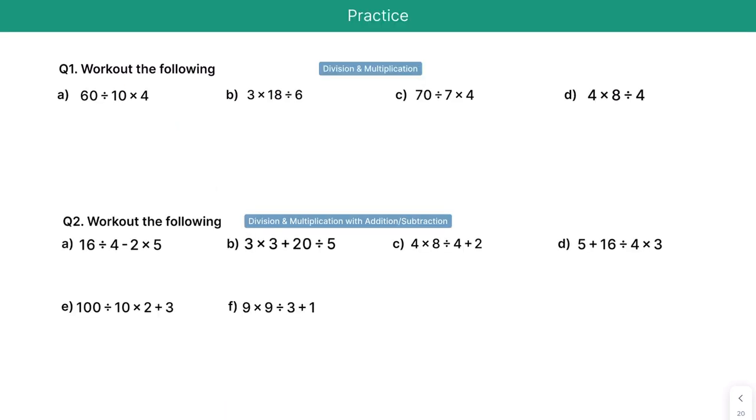So here's some practice questions for you to have a go at. Press pause and have a go. Here are the answers, mark your work.